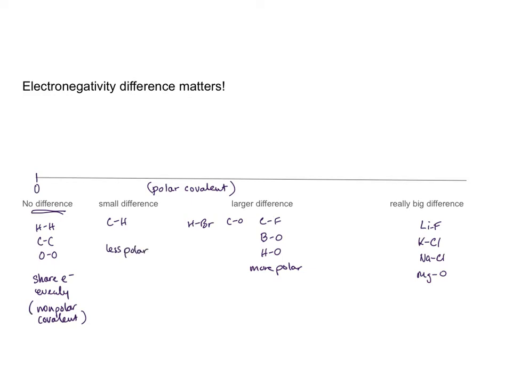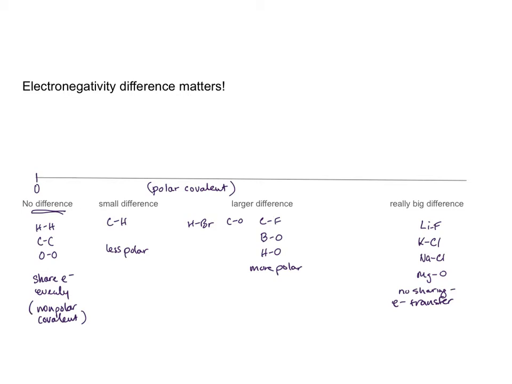If the difference becomes large enough, there is no sharing. Instead, there is an electron transfer from the atom with the lower electronegativity to the atom with the higher electronegativity. And this is always going to be: the metal will lose the electron, the nonmetal will gain.